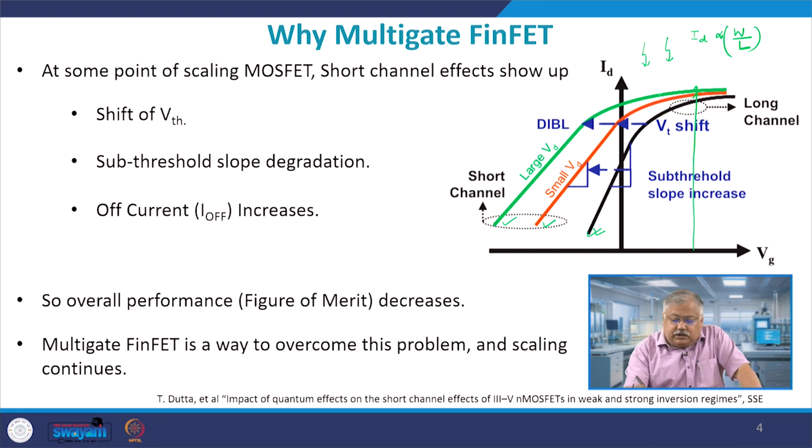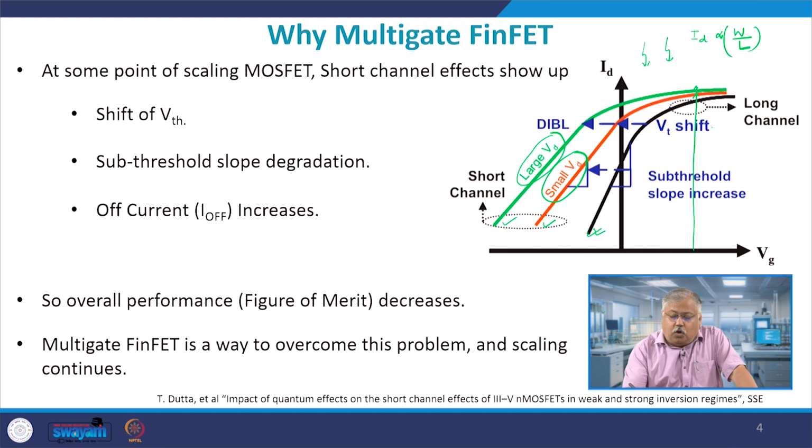And the green one is for large VD, right, large drain voltage, and this is for a smaller drain voltage. And obviously a larger drain voltage will have a larger current, and therefore you see the green color curve is above the red color curve, and the black color curve's current is the minimum one. So the long channel devices have a reduced current capability.